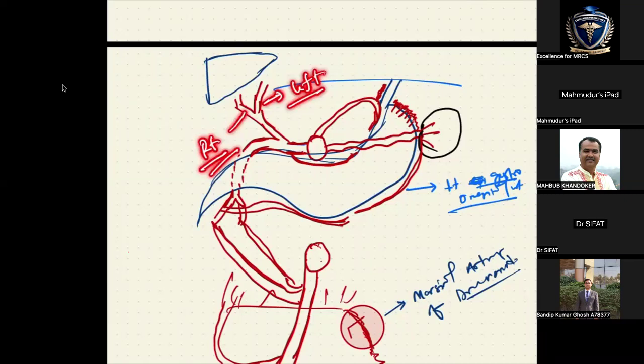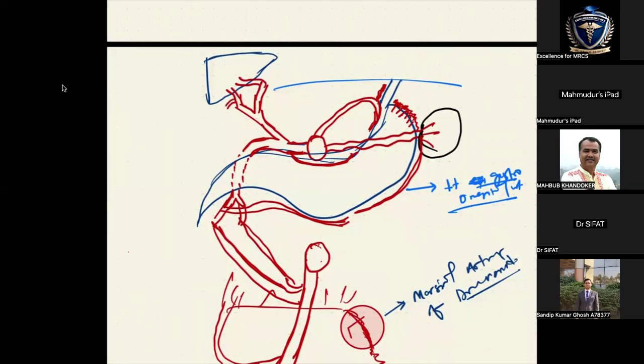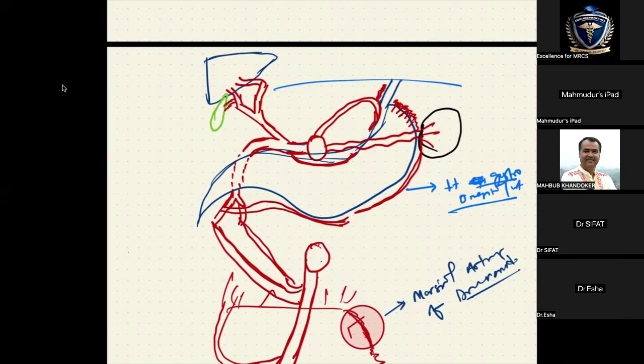Ultimately, the right hepatic artery goes into the right lobe, and the left hepatic artery goes into the left lobe through the porta hepatis. Before that, the right hepatic artery gives a branch that supplies the gallbladder, and this is called the cystic artery. Now tell me, the cystic artery is a branch of which vessel? Right hepatic artery. Very good.